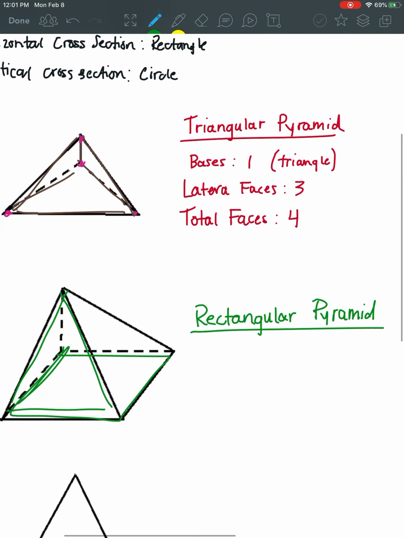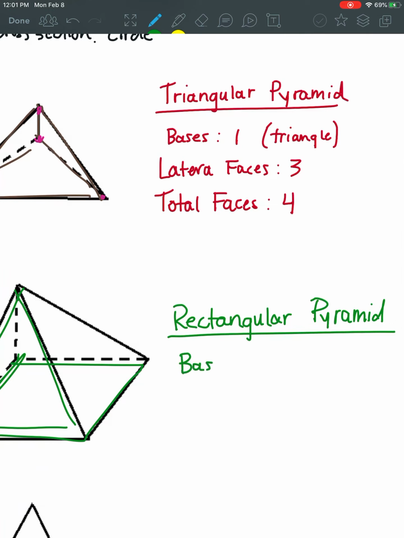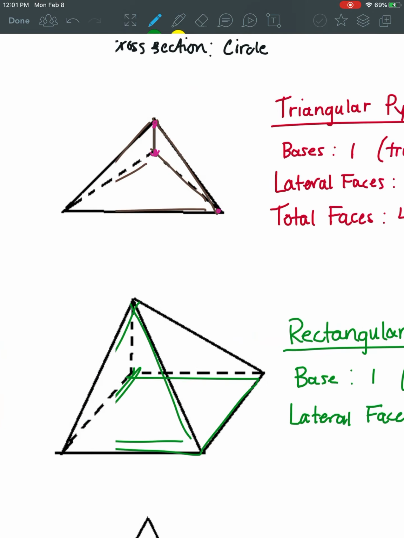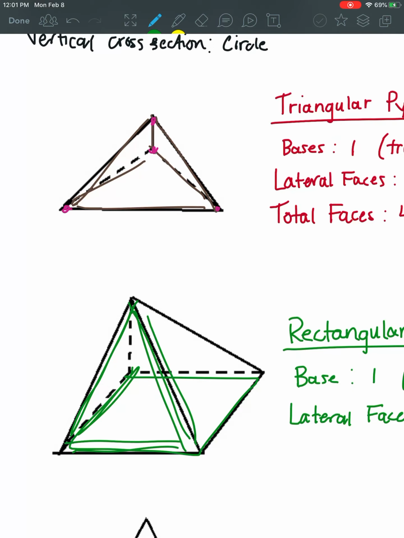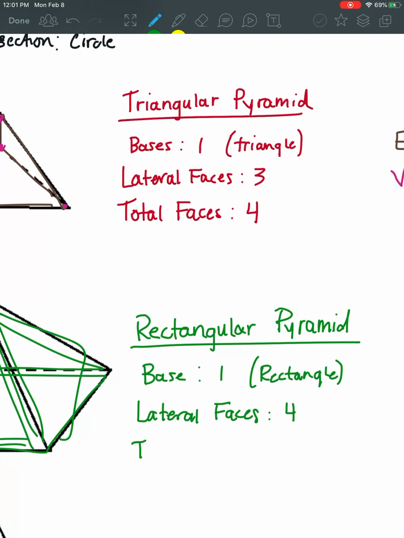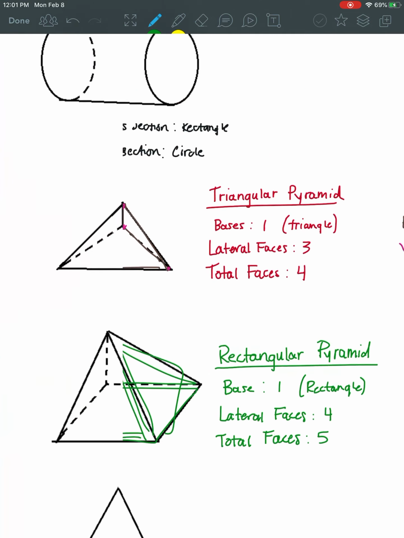Rectangular pyramid. So now our base, again, a pyramid will always have just 1 base because the sides are triangles and it comes together at the point. In this example, our base is a rectangle. Lateral faces, and notice that I spelled lateral wrong. I'm kind of going fast through these. So lateral faces are those 4 triangles on the side. We have 1, 2, and then we have 3 in the back, 1 on the side there. So there are 4. So total faces with the base and the lateral faces is 5.